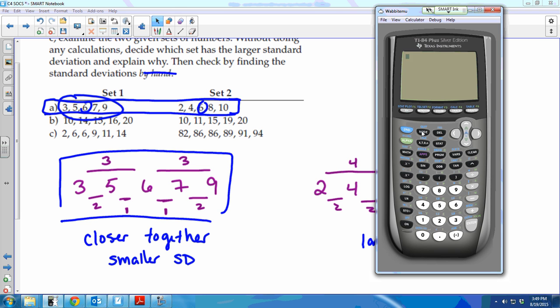Now I want to show you a few things. If you don't need this data anymore, and we're going to be using lots of data in here, so you won't need it all the time, you go and highlight the top title where it says L1, and you hit clear, and then you hit enter, and it all goes away.